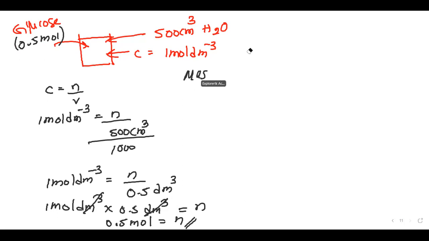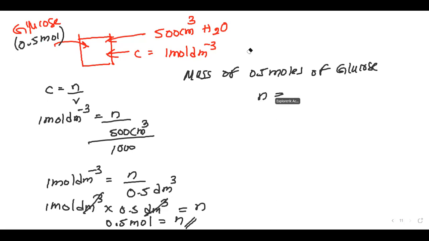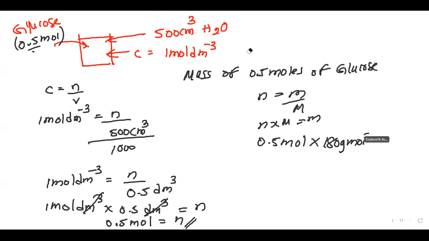Now we find the mass of 0.5 moles of glucose. Number of moles equals mass over molar mass, so number of moles times molar mass equals mass. Number of moles of glucose is 0.5 moles, and the molar mass of glucose is 180 g mol^-1. So the mass is 90 grams. So if you take 90 grams of glucose and dissolve it in 500 centimeter cubes of water, you can make a glucose solution with a concentration of 1 mole per decimeter cube.